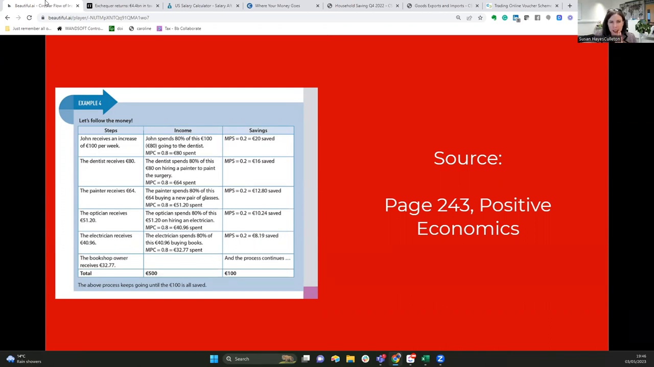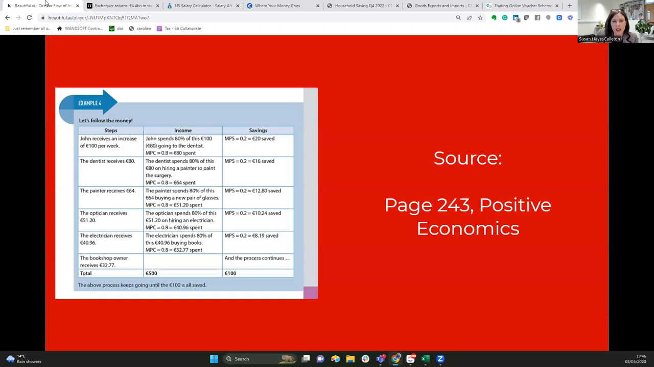And that is that, let's say we have John, right? So John receives a pay rise, 100 euros a week, and he's delighted with life. And he spends 80% of this going to the dentist. Then he saves the rest. So he keeps 20%, as on average would happen at the moment with a typical Irish resident. Then the dentist receives 80 euros, and the dentist goes off and spends 80% of this money because the dentist needs a painter to come in and paint the surgery.